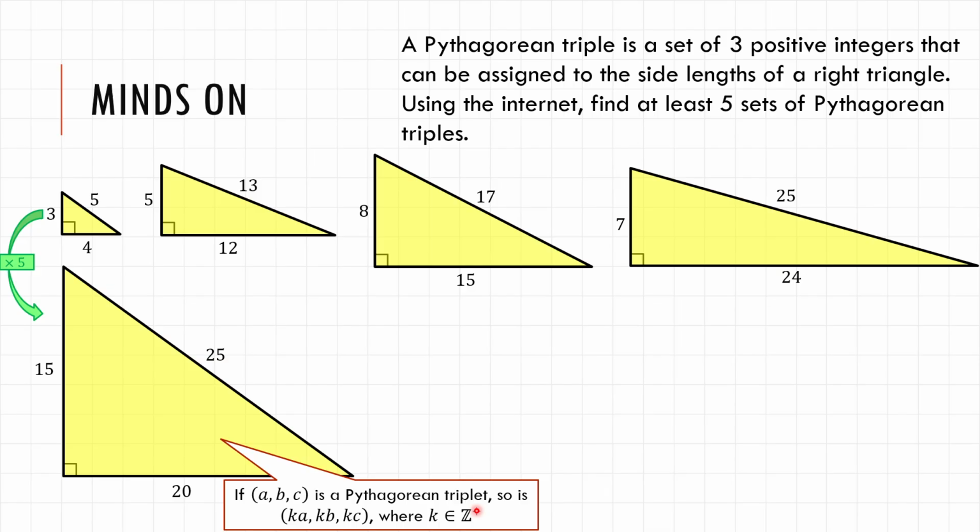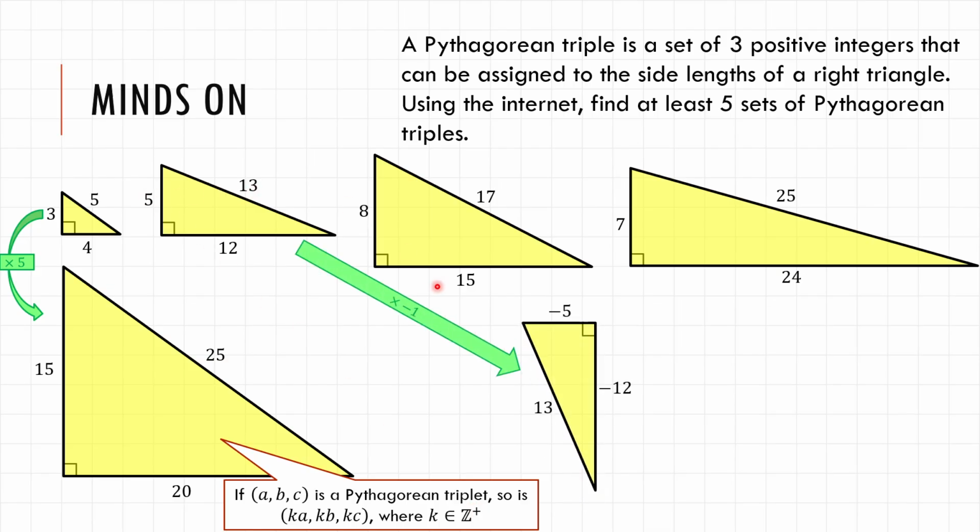I could even make a triangle like this. I could take the side lengths and multiply some of them by -1. Notice I took this and I made it this side length instead. I took this and I made it this side length. I can even make them negative. And when I try to find the length of the hypotenuse, -5 squared is going to give me the same length as 5 squared. And -12 squared is going to give me the same length as 12 squared. And so when I add those together and I square root it, I will still get 13.